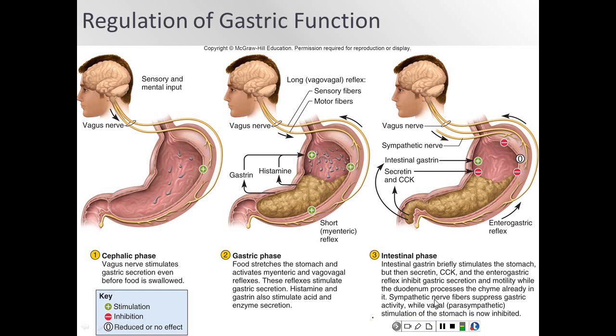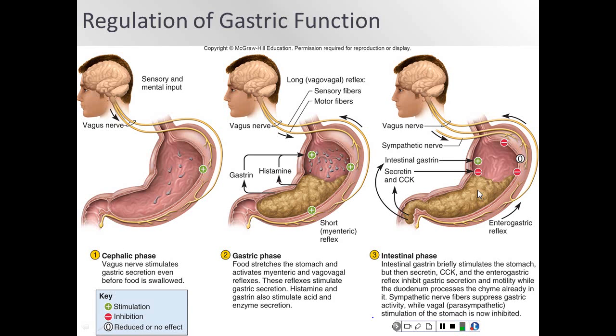And we have amino acids in the chyme that are going to stimulate the G cells of the duodenum to secrete more gastrin, which further stimulates the stomach. So this increase of acid and semi-digested fats in the duodenum triggers the enterogastric reflex, by which inhibitory signals are sent to the stomach by way of the enteric nervous system.